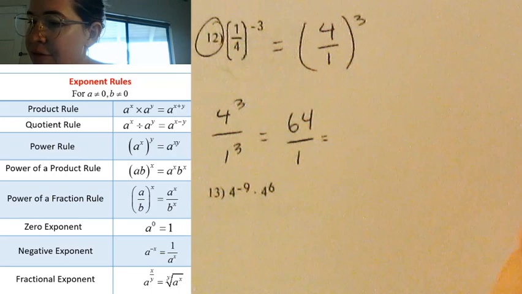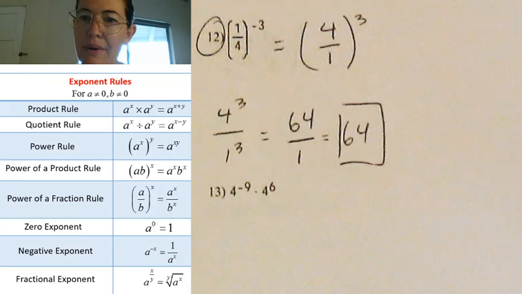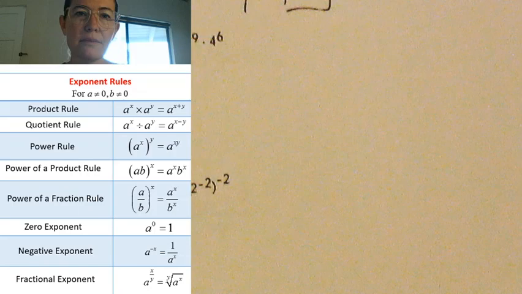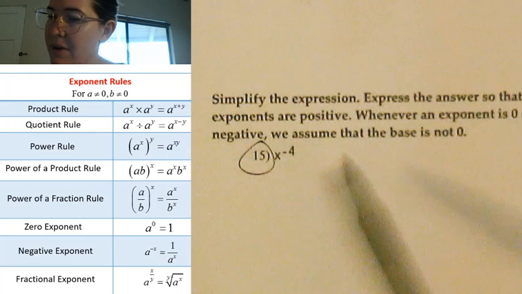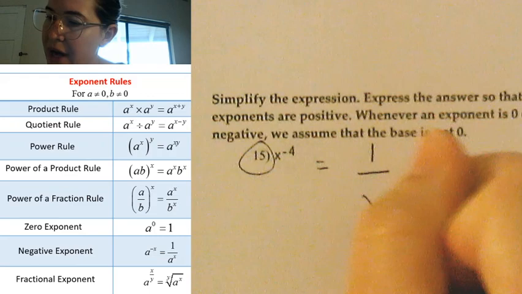All right, so that's gonna be 64 over 1, so 64. Boom. All right, next up, we've got number 15. It says write the expression with positive exponents. So again, that's our little exponent rule. So that's gonna be 1 over x to the fourth. Boom, easy peasy. Number 18.